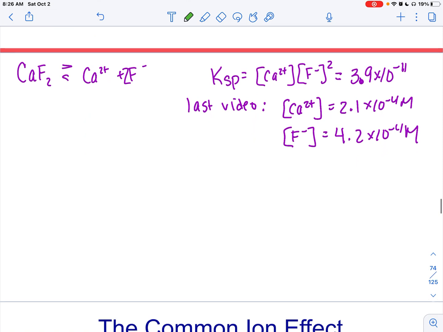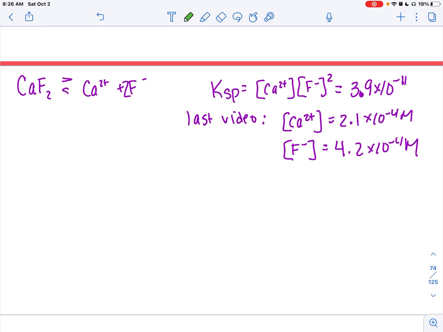There's no rhyme or reason for this. And if you were doing this as an actual problem, they would tell you how much. Here, I'm just trying to show you the math and show you what's happening with Le Chatelier. So here we're going to take our 15 grams of NaF, and we're going to figure out what our new concentration of F minus is. NaF is completely soluble because of that sodium.